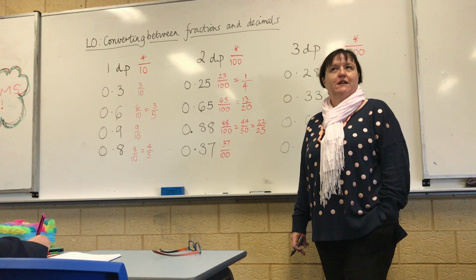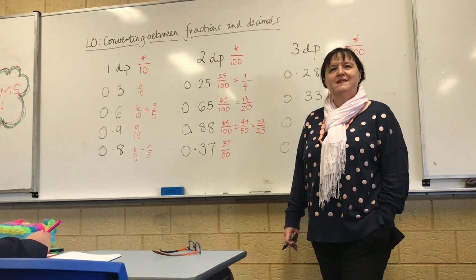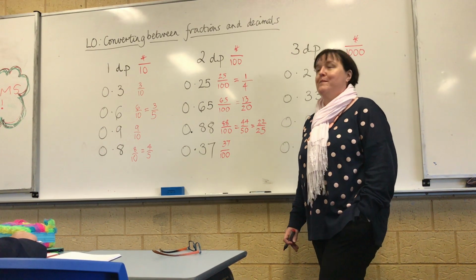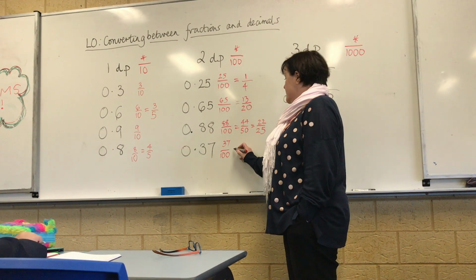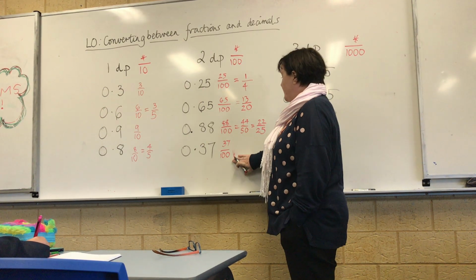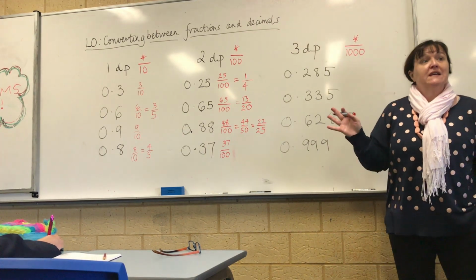Bit of a trick, this one, really. What is 37? What type of number is it? Prime, that's right. So they've got no common factors. So 37 over 100 stays as it is because you can't simplify it any further. Okay? So 3 decimal places.